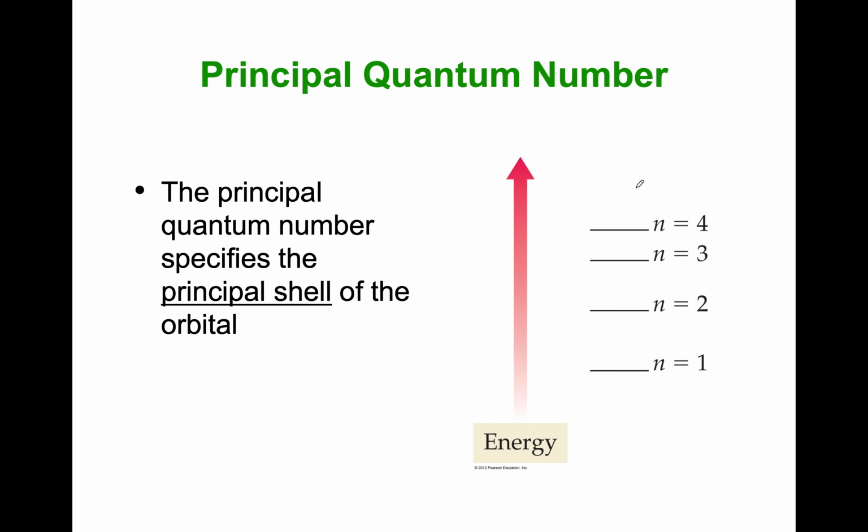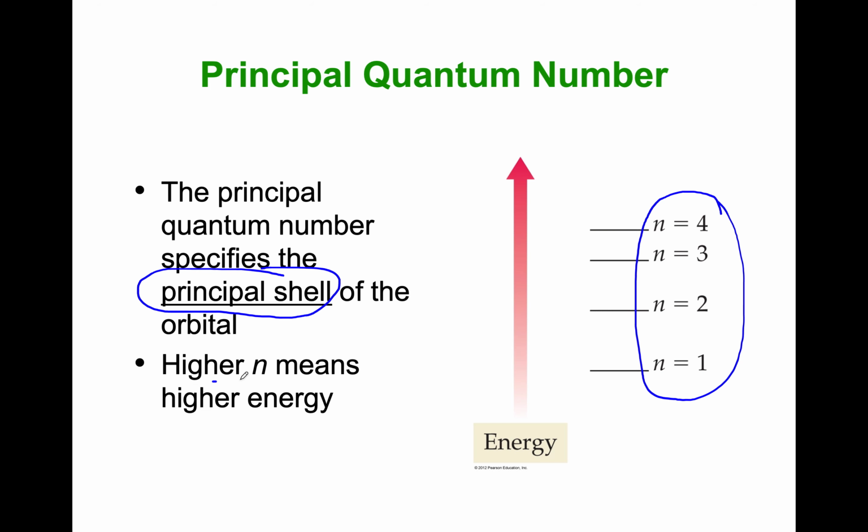So principal quantum number n equals 1, 2, 3, 4, and so on. That is the size. That is how far away from the nucleus. That's the principal quantum number, or the principal shell of the orbital. So of course, as I mentioned earlier, the higher the number, the greater the energy, and the farther away from the nucleus.